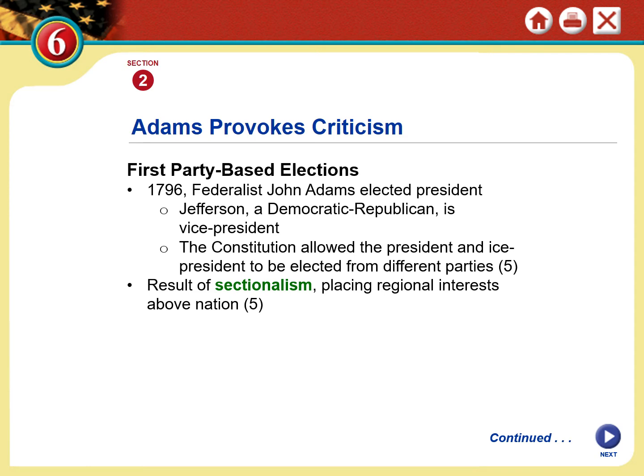Now, the Constitution allowed for a very strange phenomenon, and that is the president and the vice president can be elected from different parties. So essentially it was whoever won the election became President of the United States. And whoever came in second place became the Vice President of the United States. It's not anymore. This was changed. Imagine.